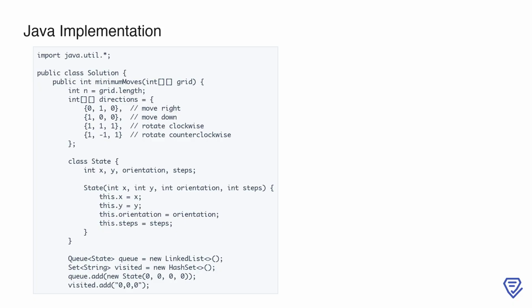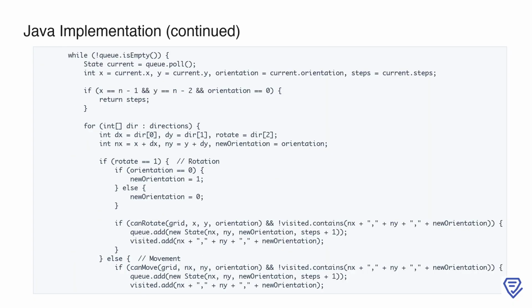We then initialize the BFS queue with the starting state, which places the snake at the top left corner, horizontally aligned, with 0 steps taken. Additionally, we use a hash set to track visited states, ensuring that we do not revisit the same state and avoid infinite loops. Now, we process the BFS queue.